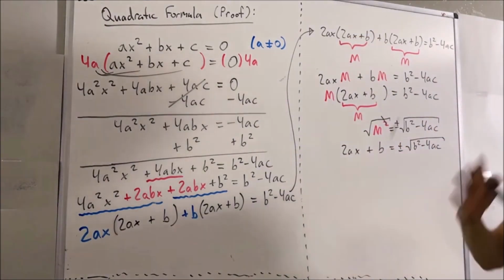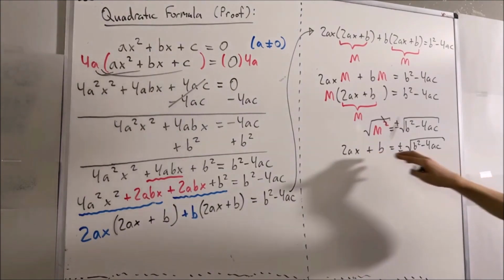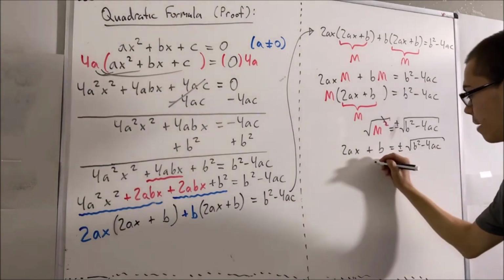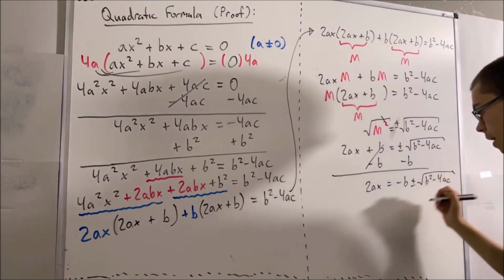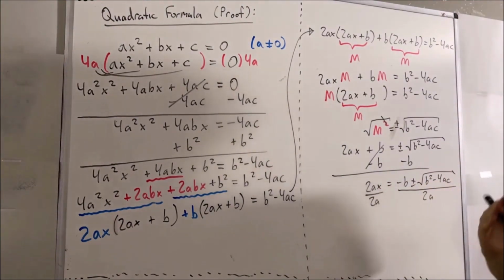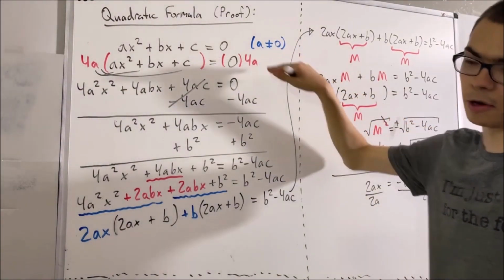And so at this point, it's really easy to solve for x. All we've got to do is subtract b to the other side, then divide 2a to the other side. We'll start by subtracting b on both sides. And next we'll divide 2a on both sides. And we don't have to worry about whether or not a is 0 because we already stated at the beginning that a can't be 0.